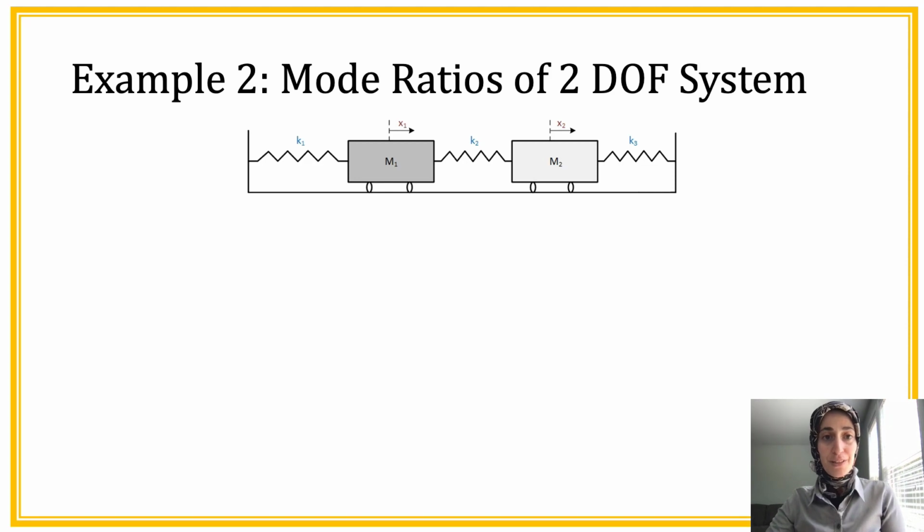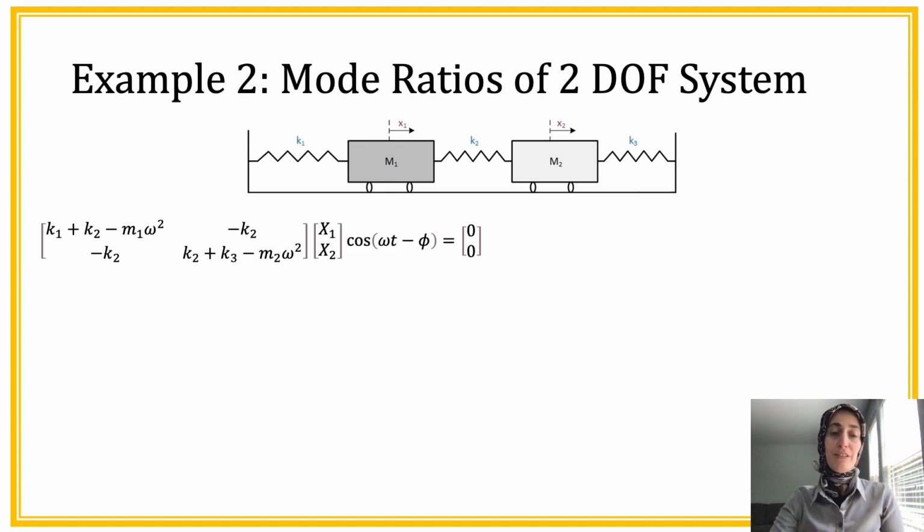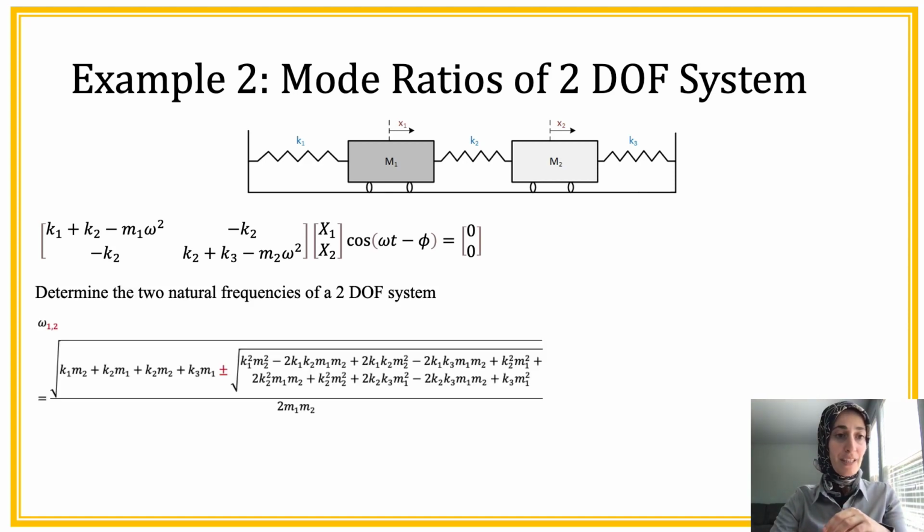Consider a 2 degree of freedom system consisting of 2 masses and 3 springs that are only allowed to move along the horizontal axis. Because we're only interested in the calculation of the natural frequencies, a lumped mass model can be obtained using either Newton's laws of motion or the mass matrix method. From here, students can calculate the 2 natural frequencies of the 2 degree of freedom system.